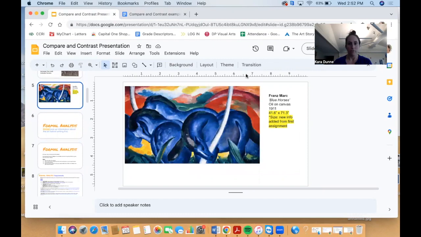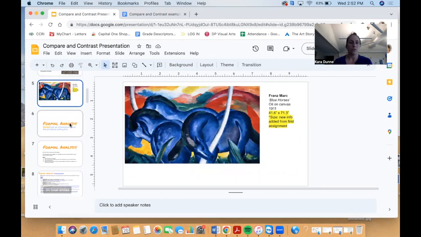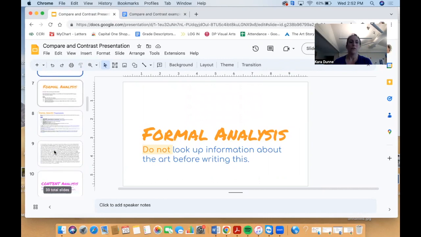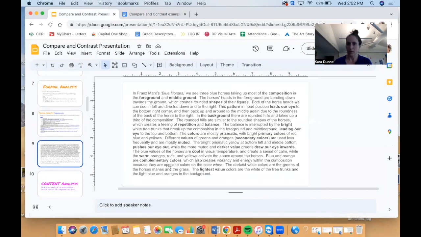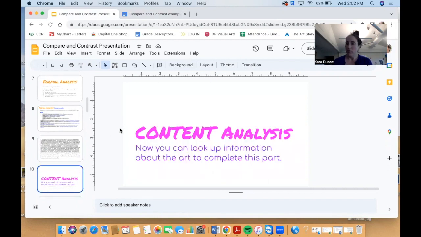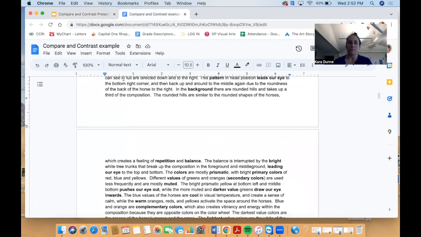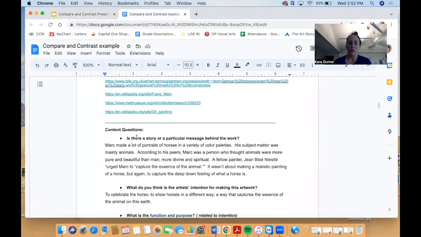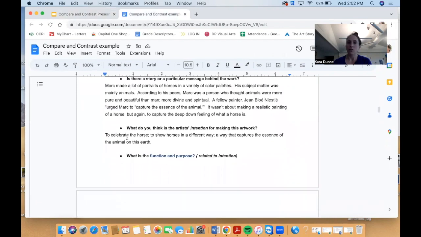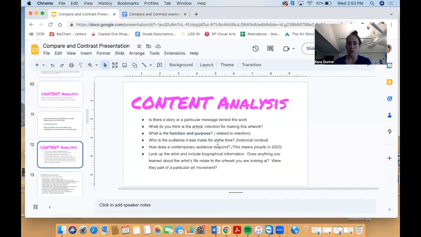First artwork, information on the right. Then you can have the word formal analysis in the next slide. Then you have the formal analysis. It should take up the whole slide. The biggest should be 15 font. Any bigger and it's not enough information. Then you have your content analysis. Content analysis should already be done, these content questions. These are the questions.